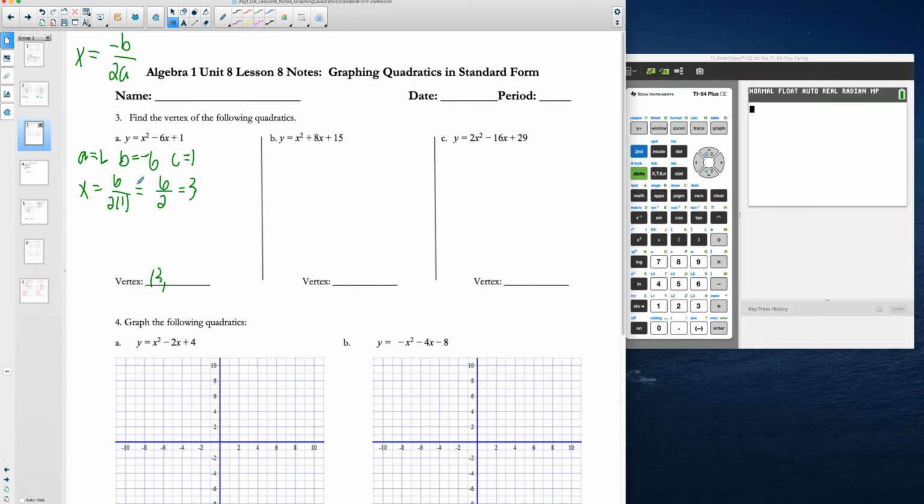All right, so now notice we know the x-coordinate of our vertex is 3. We have to find the y-coordinate.